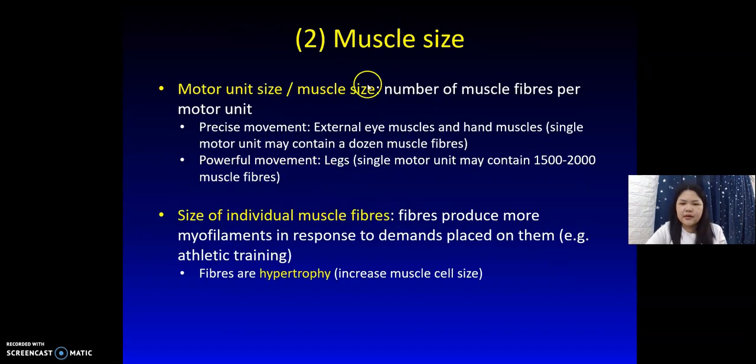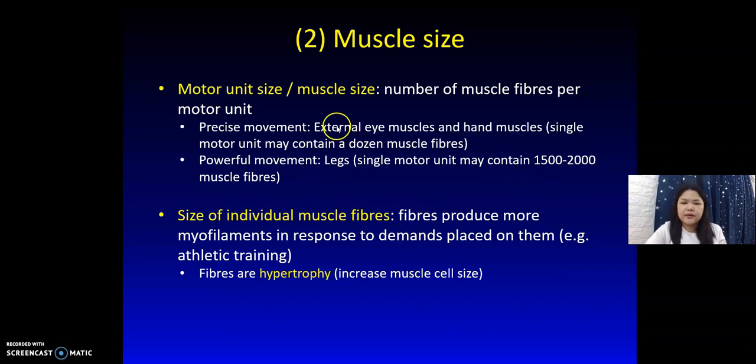Muscle size. Muscle size or motor unit size is the number of muscle fibers per motor unit. For example, for precise or delicate movement, such as in our external eye muscles and hand muscles, a single motor unit may contain a dozen muscle fibers. For powerful movement like in the legs, a single motor unit may contain 1,500 to 2,000 muscle fibers.